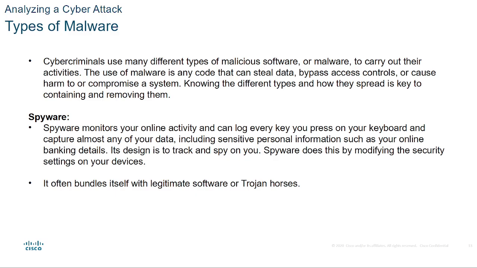Types of malware. Cyber criminals use different ways and different types of malicious software, malware, to carry out their activities. Malware is any code that can steal data, bypass access control, or cause harm to or compromise the system. So knowing the different types of malware and how they spread is key to containing them. So we're going to be looking at the different types of malware. And the first one we're looking at is spyware.